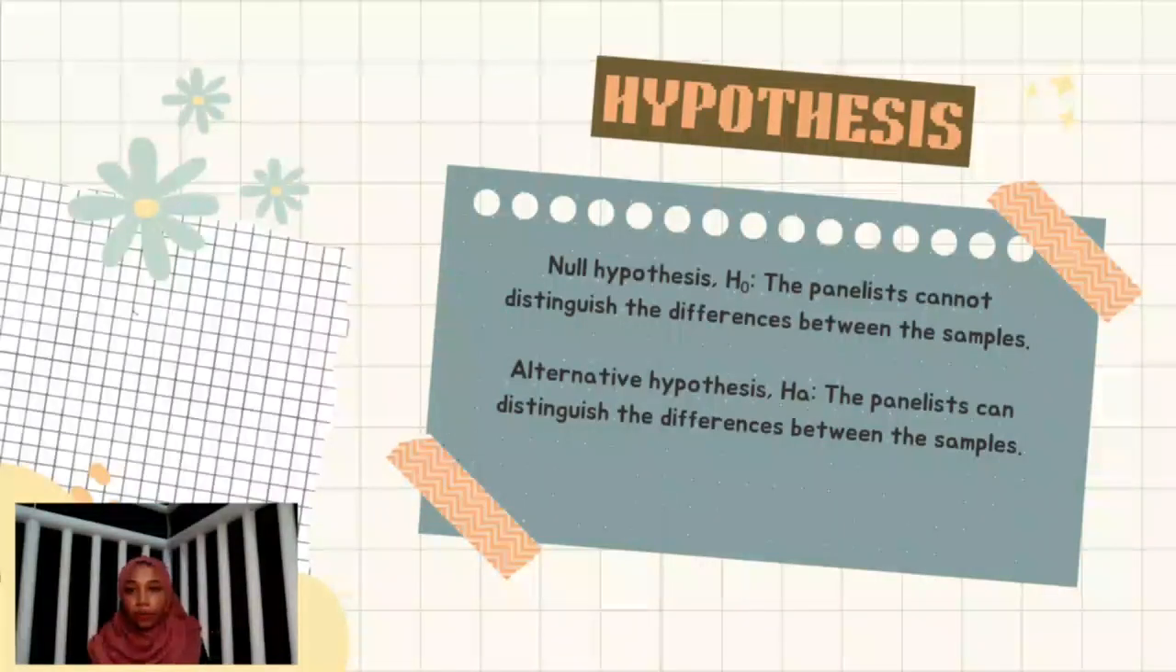We have two hypotheses. First is the null hypothesis, which is that the panelists cannot distinguish the differences between the samples. And second, the alternative hypothesis, which is that the panelists can distinguish the differences between the samples.